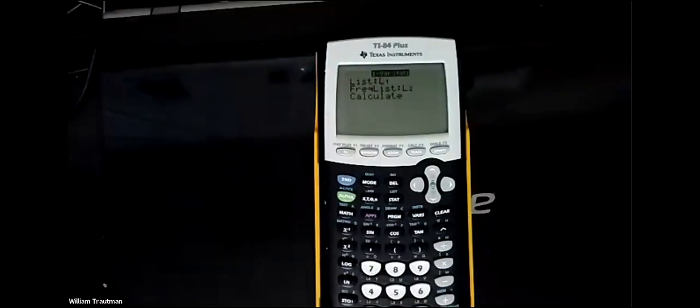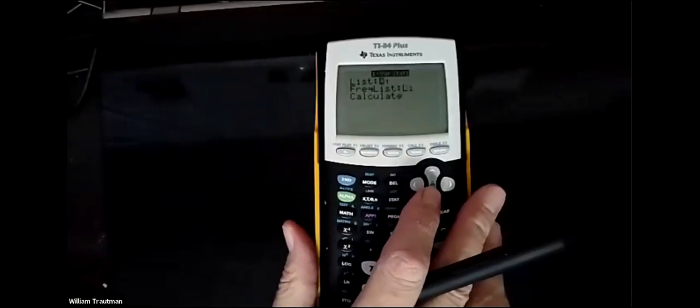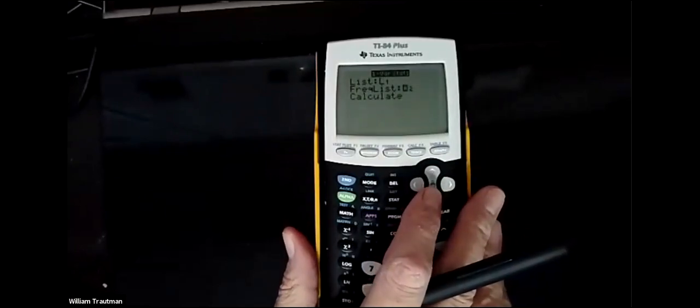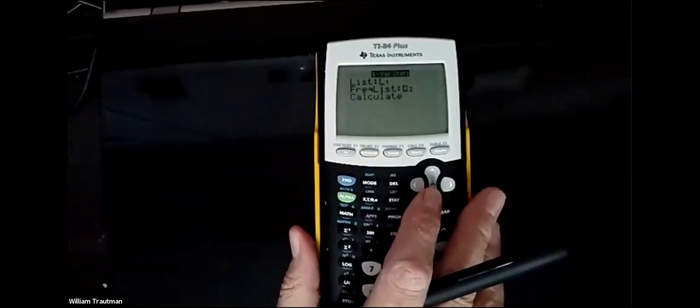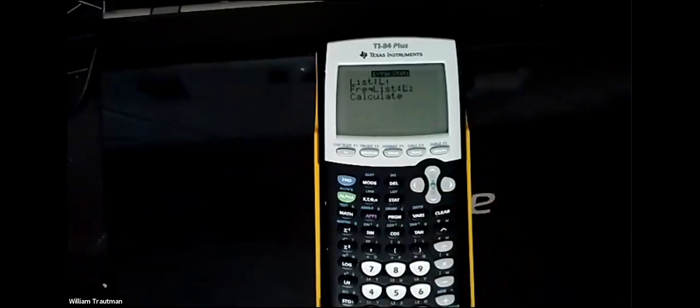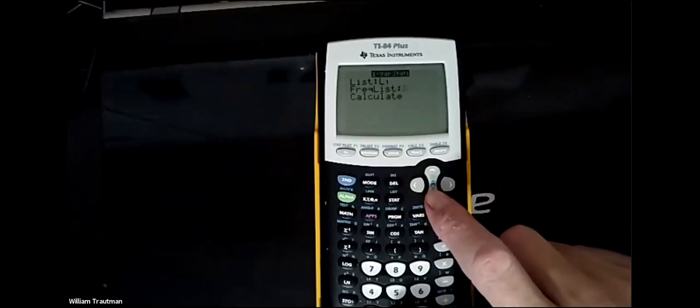And do you see how I have it says list 1? That's where I want my data to be. My frequency list, hopefully yours is blank. If it's not blank, like mine is not blank, I'm actually going to clear it or hit delete there. So there should not be anything in the frequency list. And then I'm going to hit calculate.